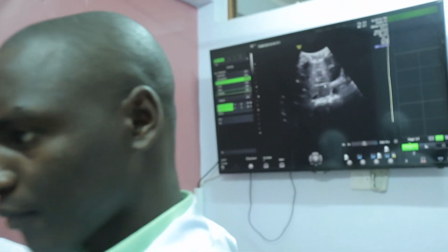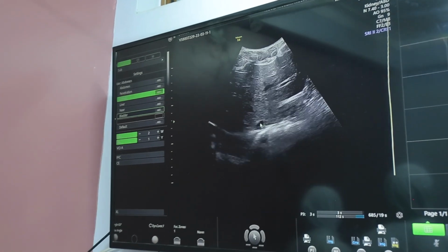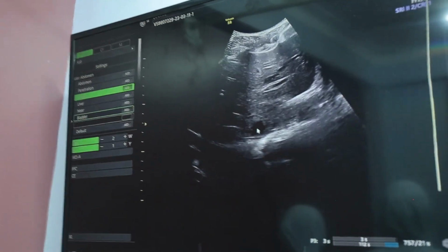And then you see this bright line here? This is the falciform ligament. These are internal structures. Falciform ligament, this is the caudate lobe. And then we have the IVC posteriorly here located. Is that okay?